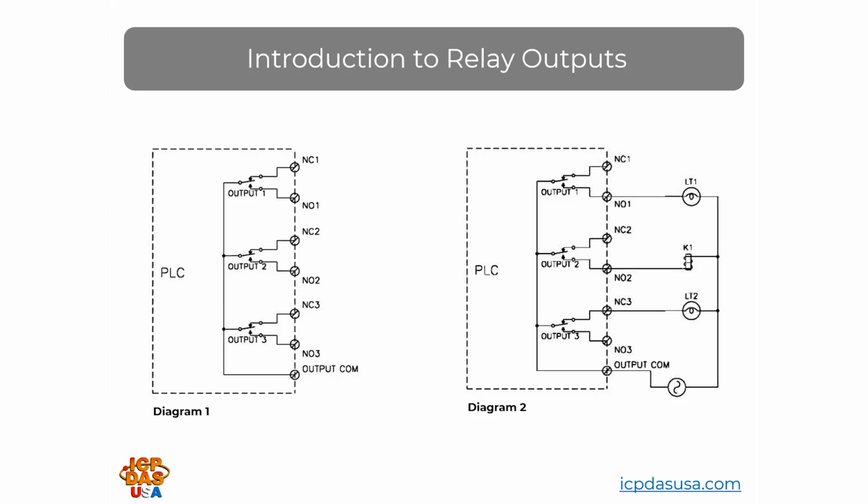Lamp LT2 is connected to the normally closed terminal for output 3, and the lamp will be on whenever output 3 is turned off. If the PLC were to lose power, lamp LT2 would light up since there would be no power to energize the output relays in the PLC.